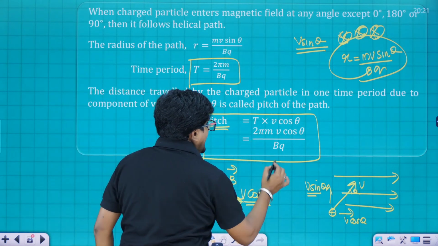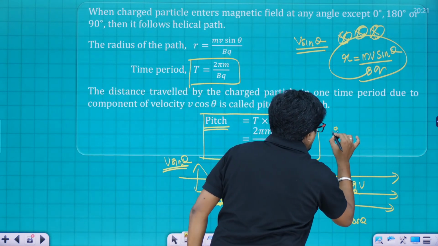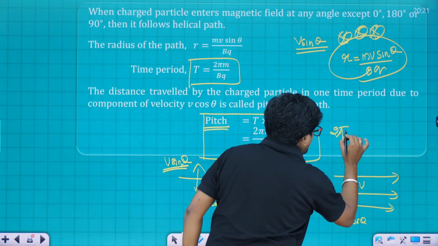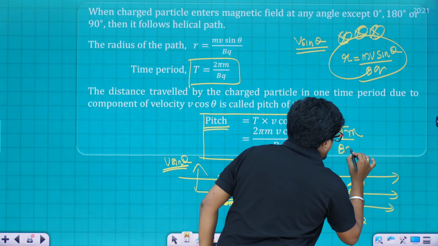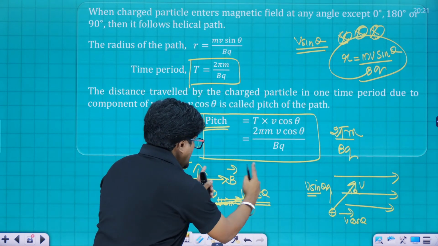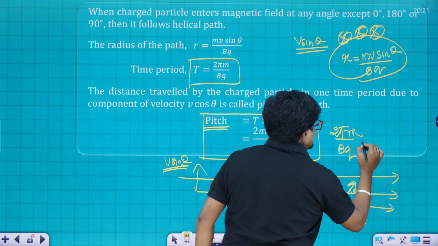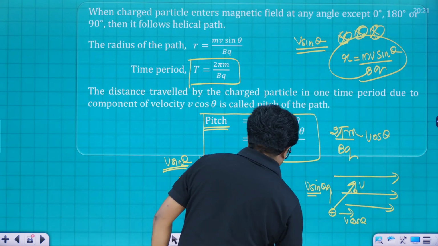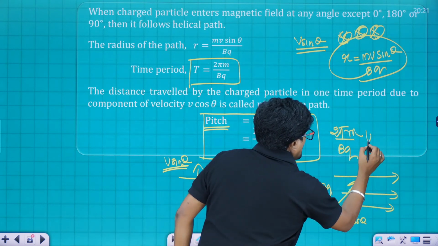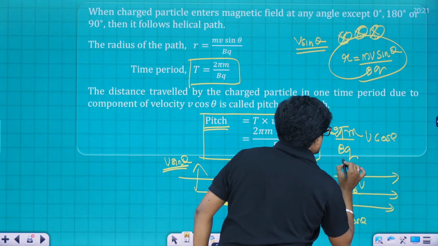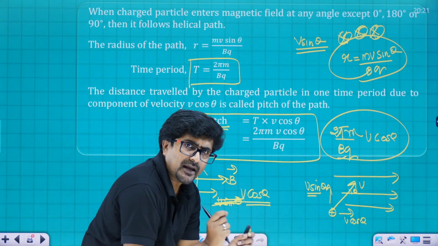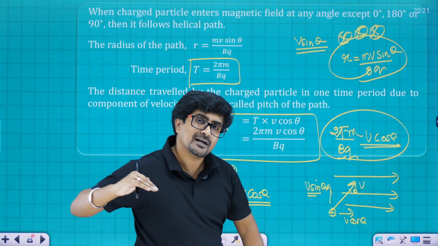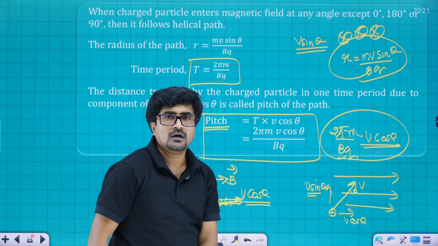So there you may calculate that pitch. What was the time period? It was 2 pi m divided by bq, into this particular velocity component, which was v cos theta. So the pitch is 2 pi m by bq, that is the time period, multiplied by the velocity component in the same direction as the magnetic field, that was v cos theta.